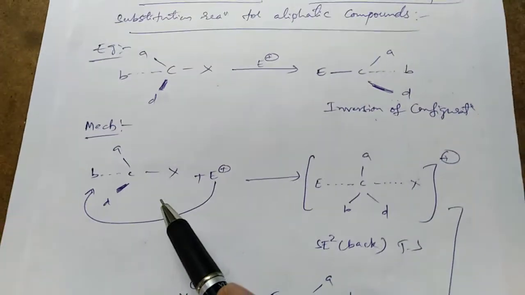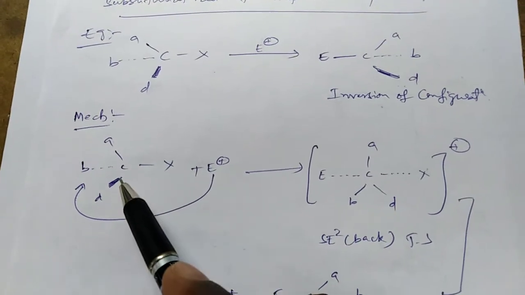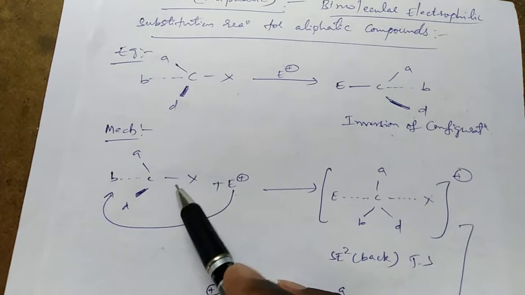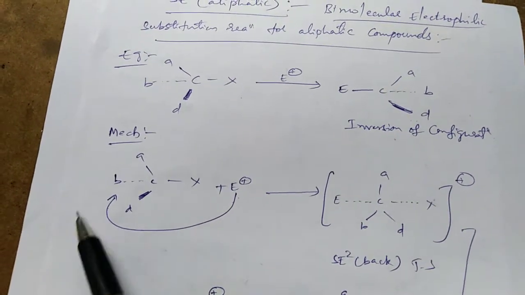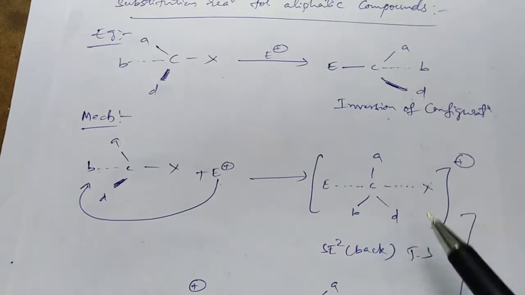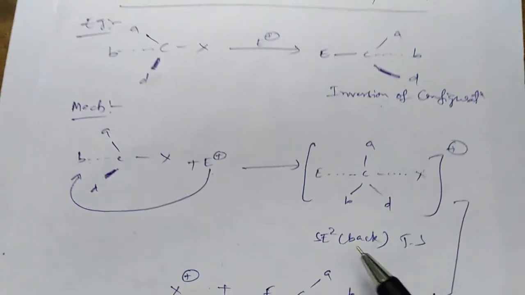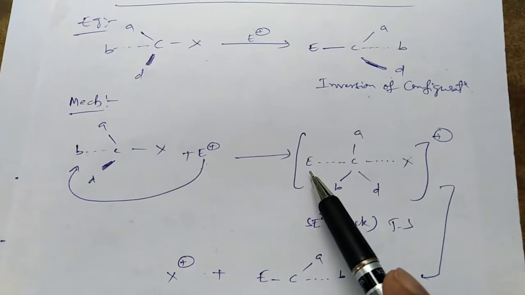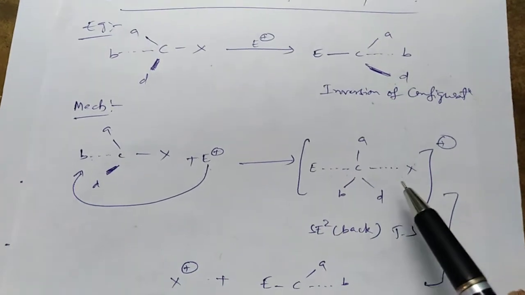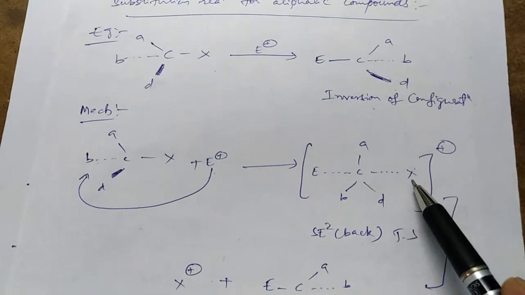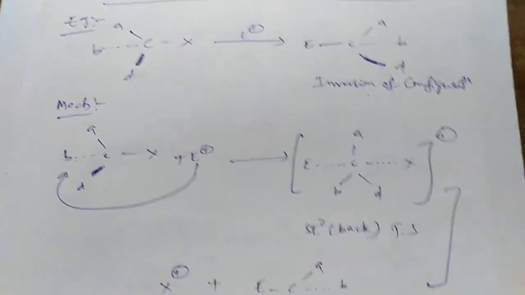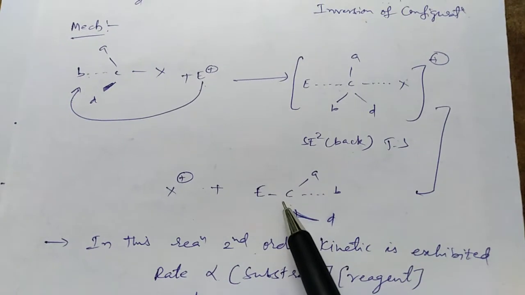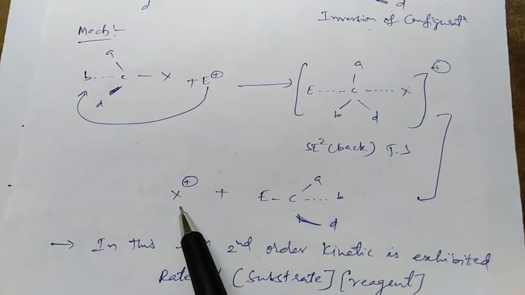So let us see the mechanism for the above reaction. So it is the actual compound. The electrophile is attacking not from the front side, it is attacking from the back side of the carbon. It gives one transition state. It denotes SE2 back because the electrophile is attacking from the back side of the carbon and exact opposite to the leaving group. X is leaving group, E is attacking group. So now the result is E is attacking from the backside of the carbon, gives new compound along with leaving group.